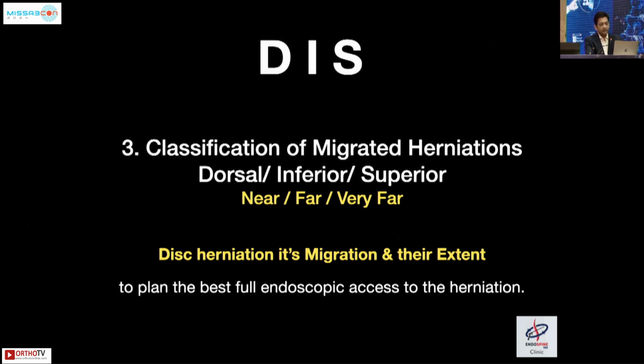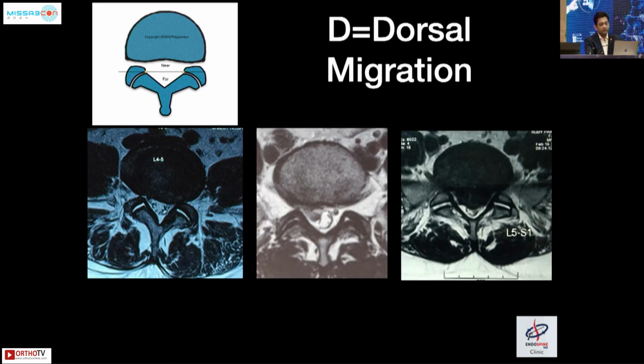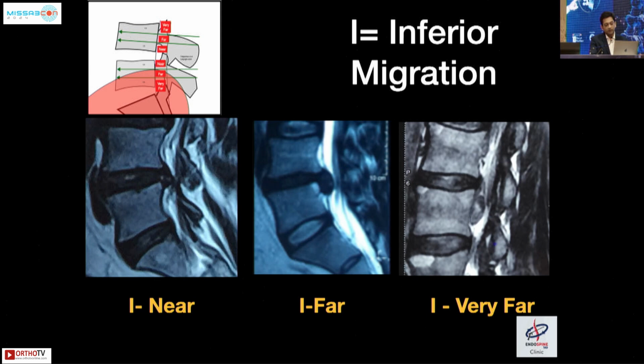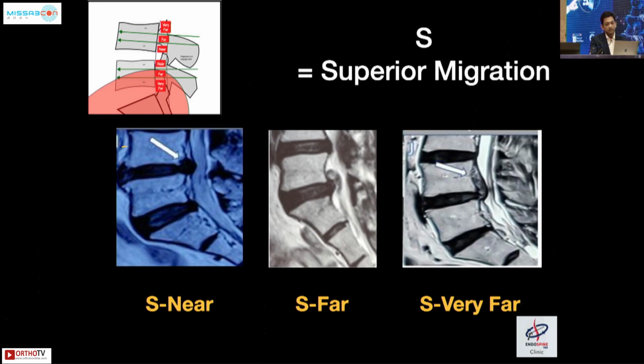We also see the disc migration, whether it's a near or a superior or inferior migration. The dorsal migration has been divided into 3 parts. We normally draw a line from the medial-most part of the superior articular process, and if the herniation is near to it, it's a near herniation. If the herniation is far from it, it's a far herniation. And if it is hard, calcified, then it is considered a far hard herniation. We should classify the inferior herniation as well, whether it's a near herniation like this, or a far herniation. And this is a superior herniation, whether it's near, far, or very far.